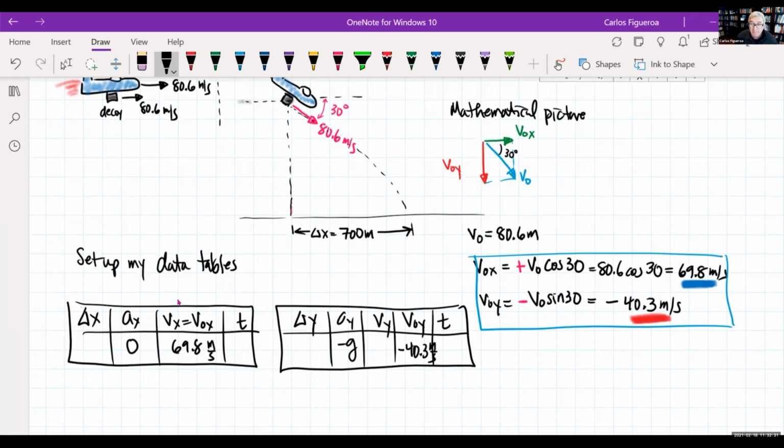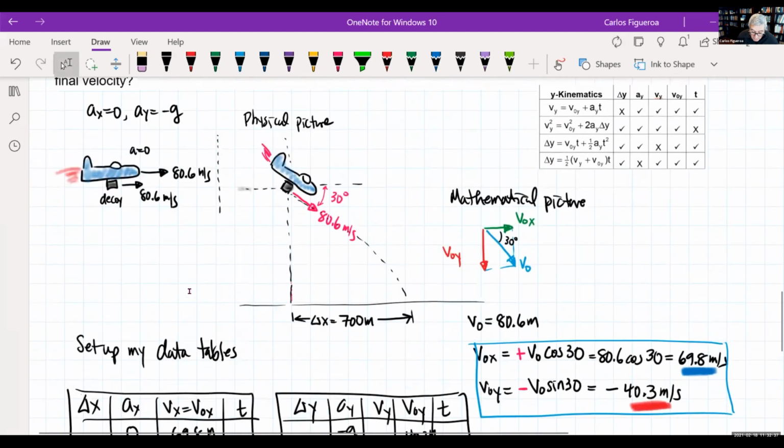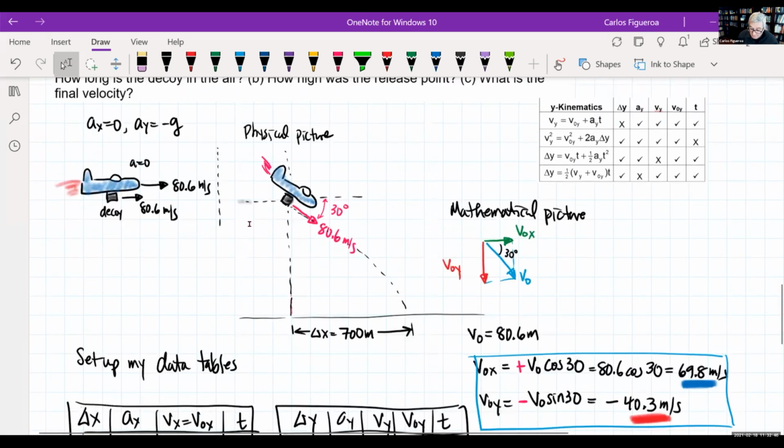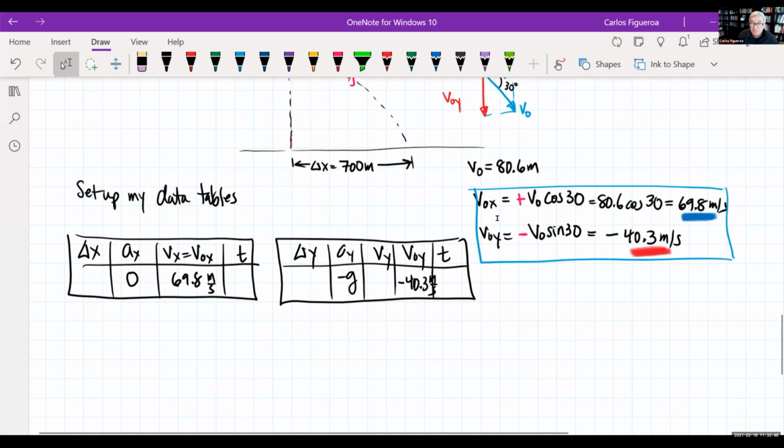What did I say? About 30% of you are going to ignore the components. And what are you going to do? You're going to come in here and put in 80.6. And then I just get my pen and start taking a bunch of points off. Don't do that. This is vector motion, not linear motion.